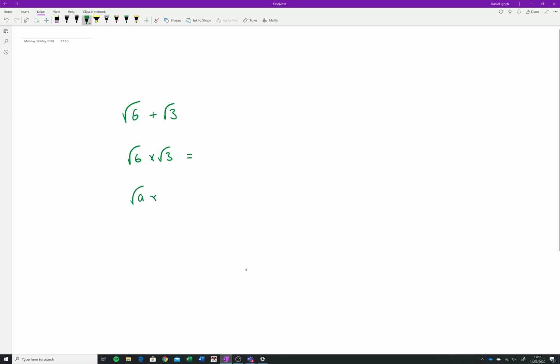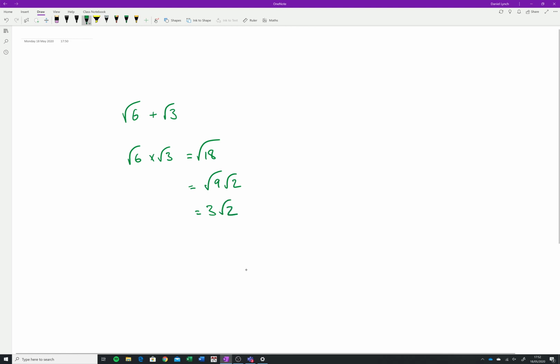It says root a times root b is equal to the square root of a times b. So this is the square root of 6 times 3, or just root 18. Simple as that. Now we come across another rule here. We can use that rule as well, which is root a times root b equals root of ab, because what you can actually do here is break up root 18 into root 9 times root 2. So we can call it 3 root 2.